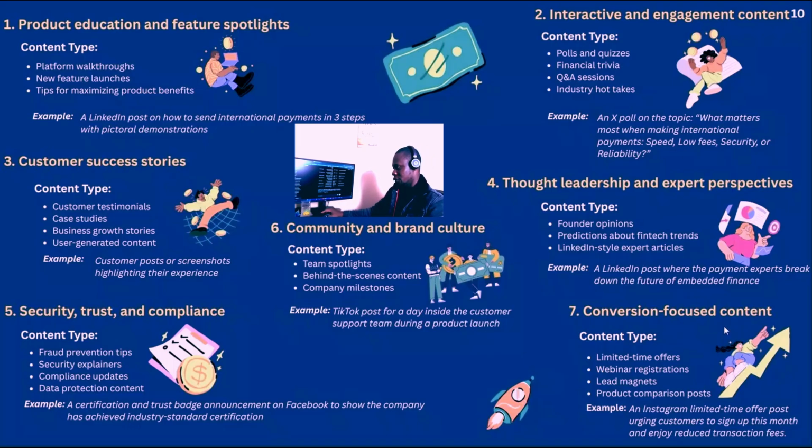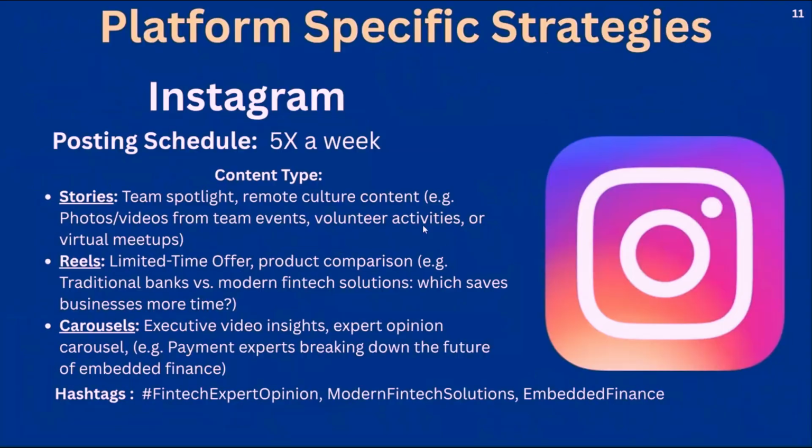And the last pillar will be conversion focused content. The content types that mostly work well in this pillar are limited time offers, webinar registrations, lead magnets, and product comparison posts. An example would be an Instagram limited time offer post, which you can use to urge customers to sign up this month and enjoy reduced transaction fees. These are the type of content that you share with your clients to help them take action.